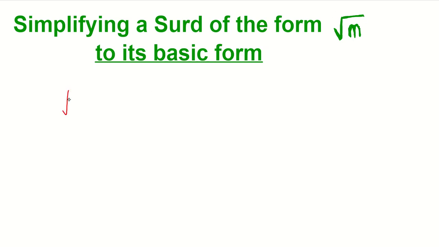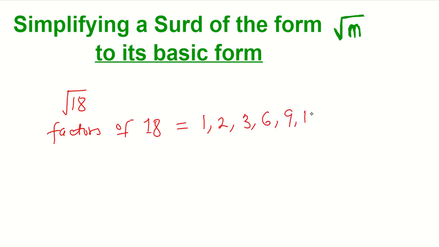Now if you have the square root of 18, how do we reduce it to its basic form? First we have to find the factors of 18. The factors of 18 are 1, 2, 3, 6, 9, and 18. So in reducing the square root of 18 to its basic form, first we consider the factors of 18. Among these factors, we have to identify the perfect squares. The only perfect square we can identify here is 9. If there were two or more perfect squares, we'd have considered the largest possible perfect square. But since there is only one perfect square here, we are going to take that one.